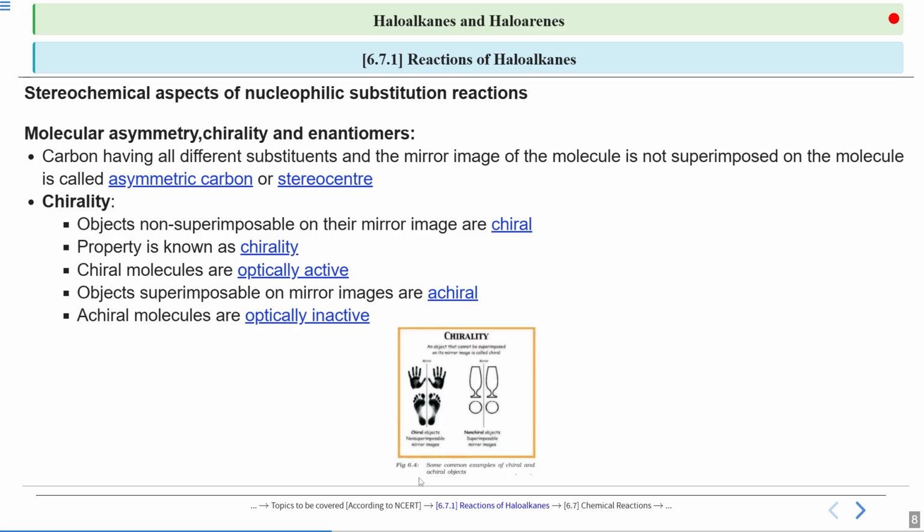This is the image, figure 6.4, showing some common examples of chiral and achiral objects. Chirality: an object that cannot be superimposed on its mirror image is called chiral. That means objects that are non-superimposable. For example, our two hands.